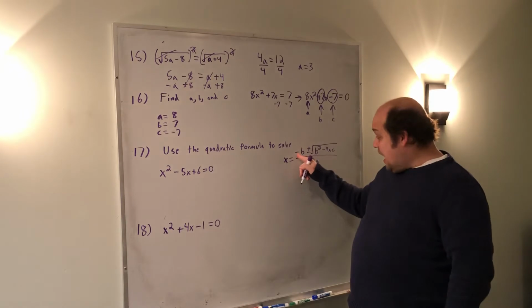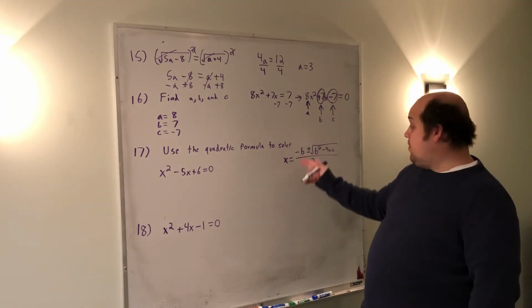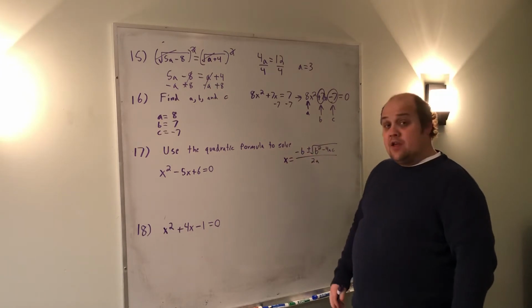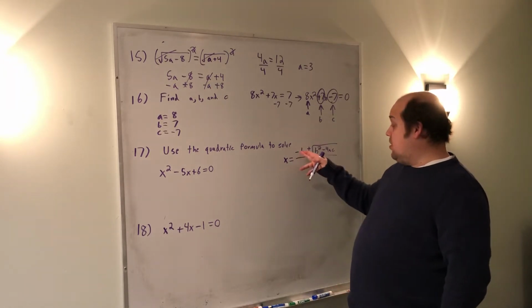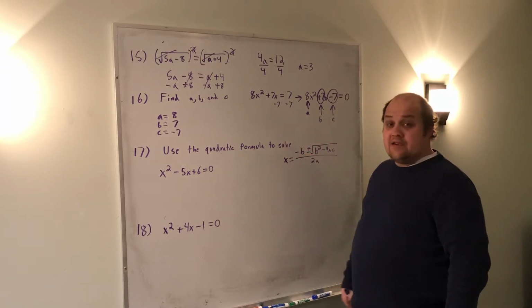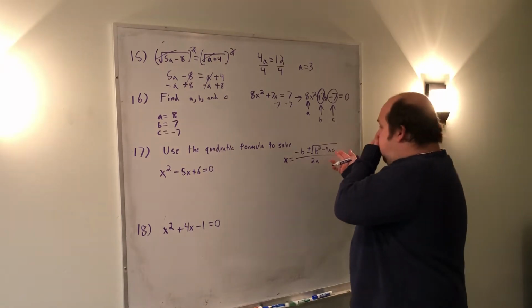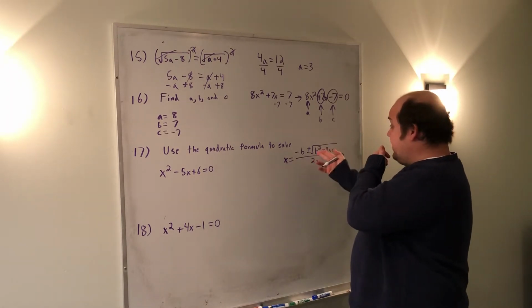Things that trip students up the most, this negative b doesn't really mean it's always negative. It means it's the opposite sign of wherever b starts. So if b starts as a positive number, negative b will be negative. But if b starts as a negative number, this is the opposite of a negative number, meaning it would turn into a positive number.